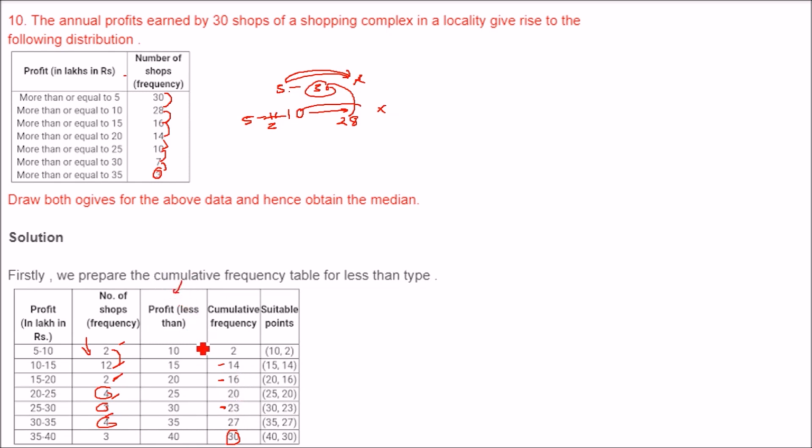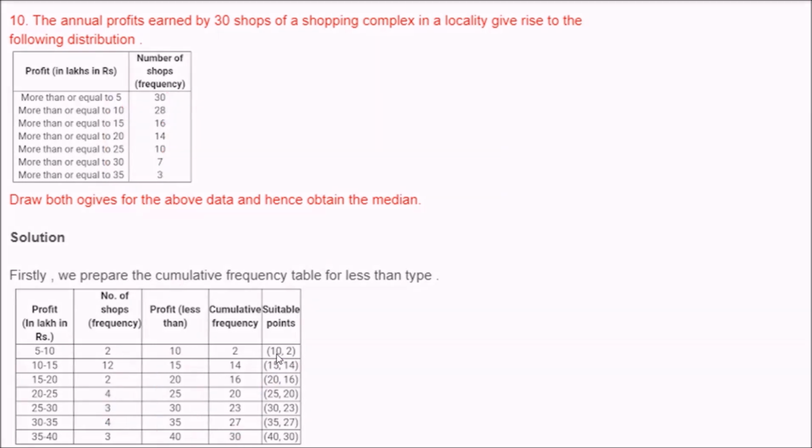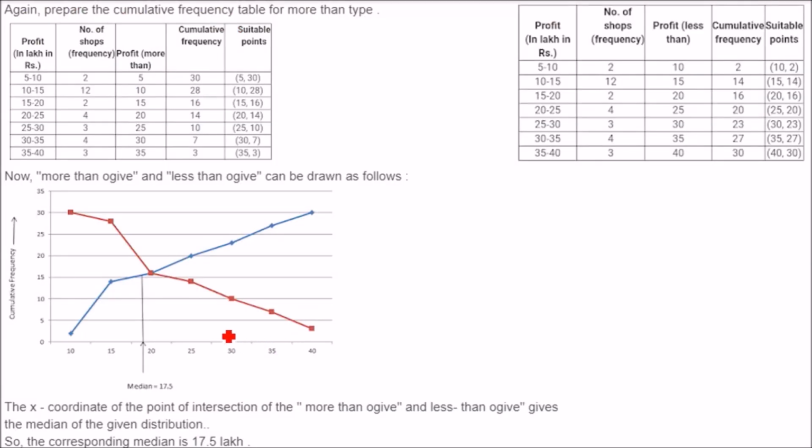So what will be our points? The points we are going to take for the profit which is less than are nothing but the upper limits. Basically these are the values we are taking as the x coordinate, and this as the y coordinate, which is our cumulative frequency. Cumulative frequency is our y coordinate.